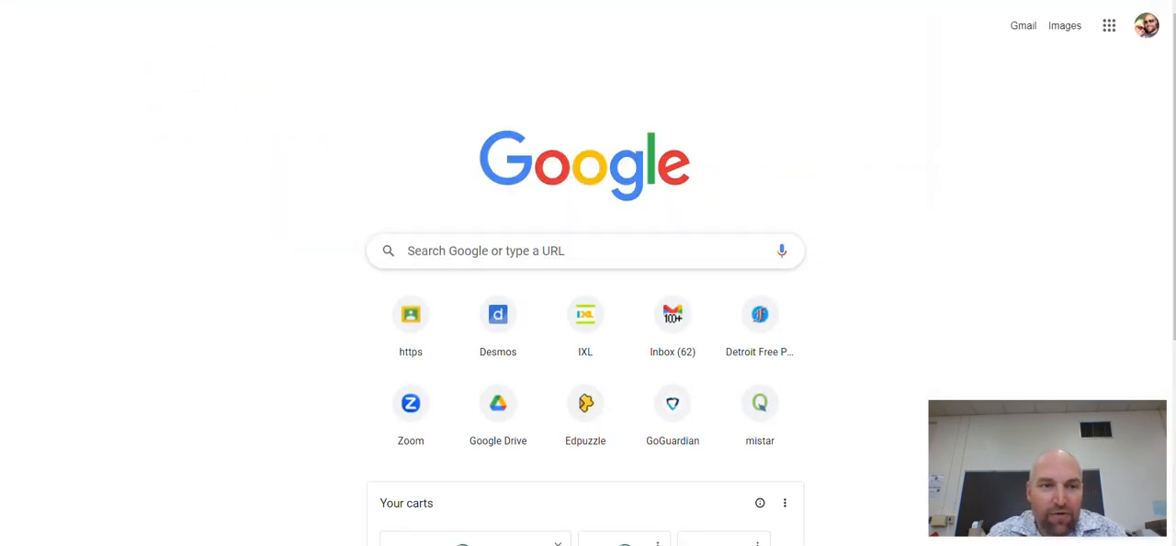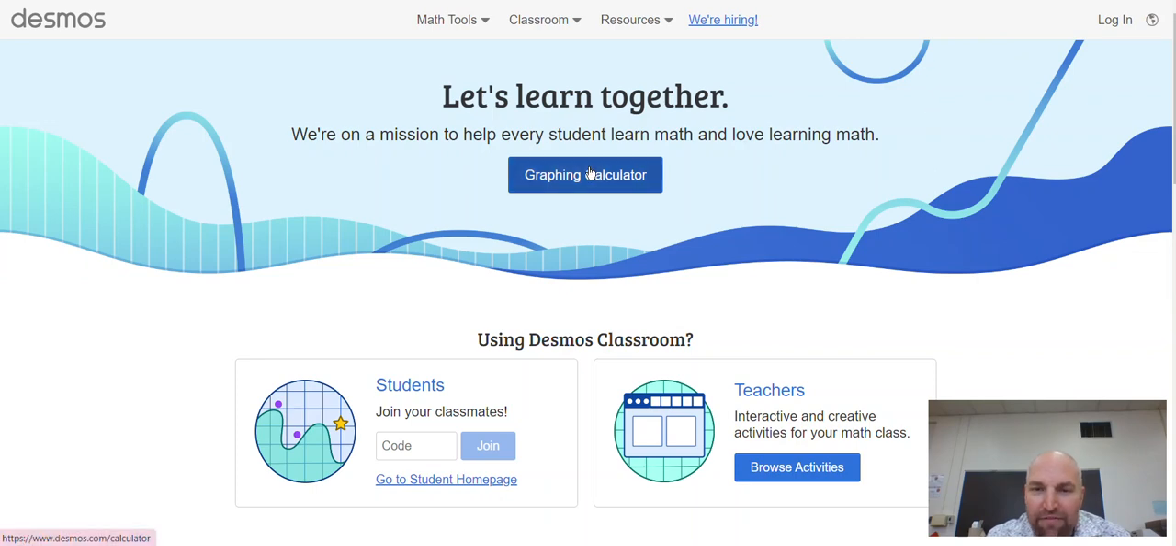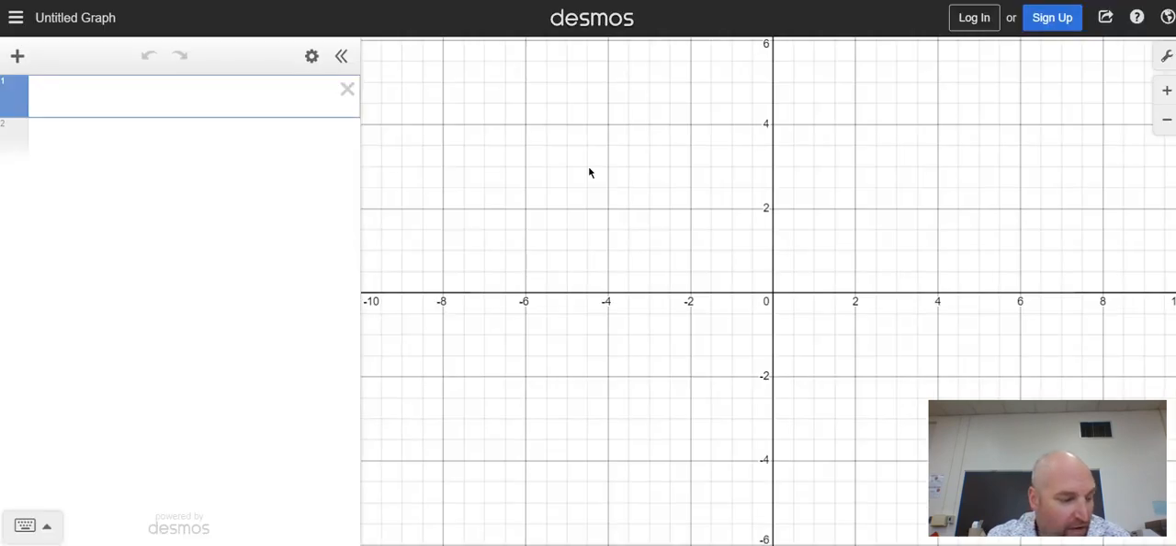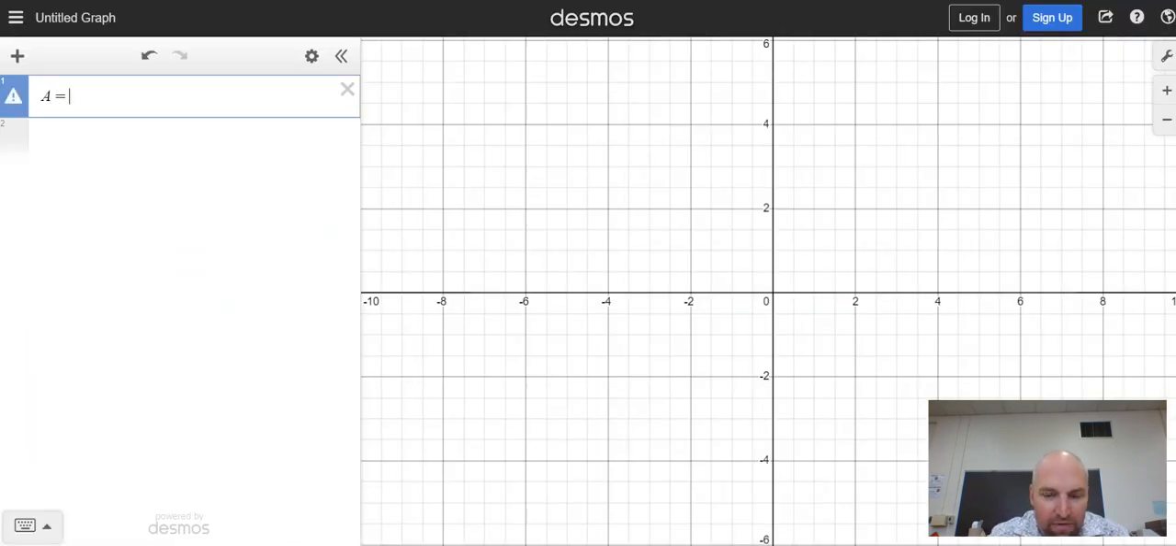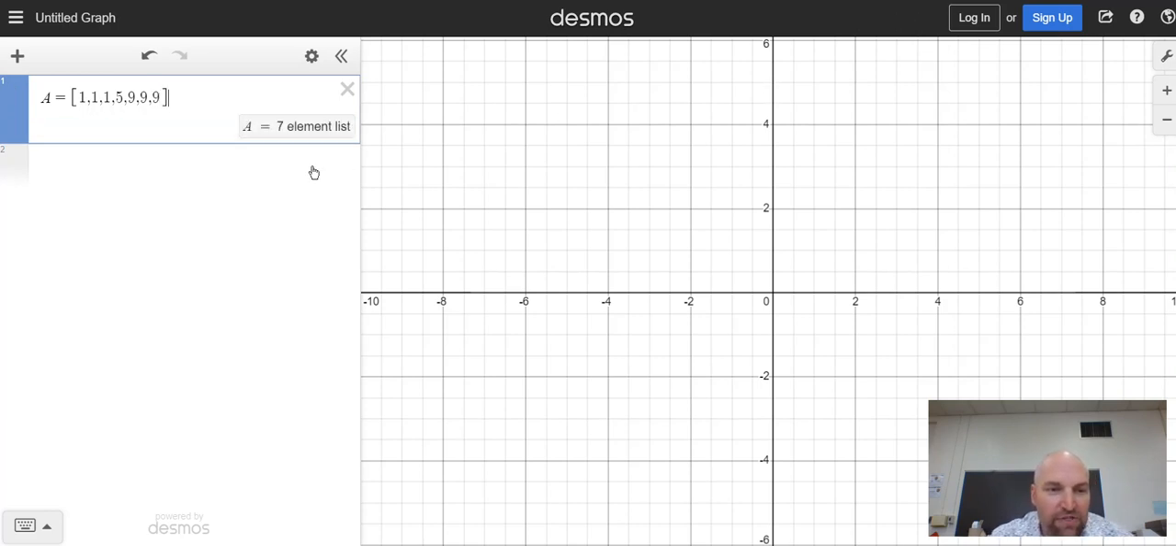Check this out. I'm going to open up Desmos real quick and go to the graphing calculator. Now, I can type in any list, any set. If you look at my stuff right here, I've got 1115999. I'm going to type that in: A equals, open a bracket, 1115999, and close my bracket. What's cool about this is you can find everything.